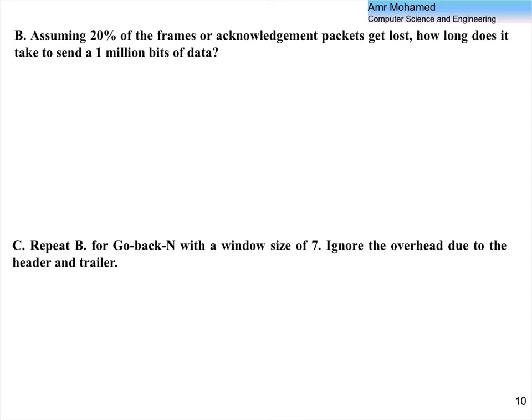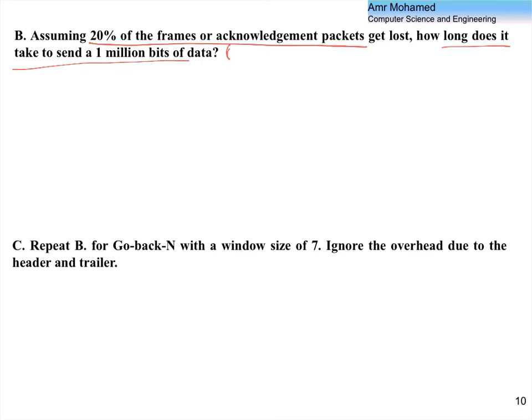Assuming that 20% of the frames or acknowledgements get lost. For the case of stop and wait, if the frame is lost or the acknowledgement is lost, does that make any difference for you? The reaction is the same. You have to retransmit in both cases. Okay. So how long does it take to send 1 million bits of data?